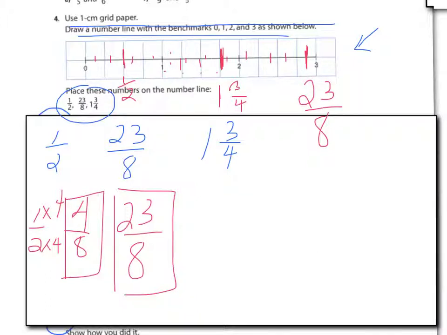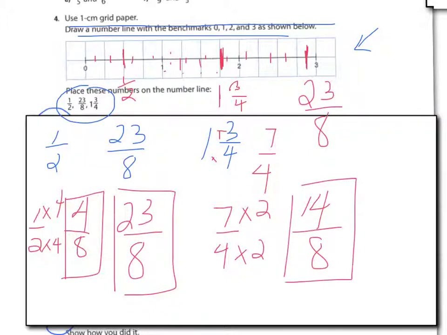1 3/4 is tricky. I have to make it into a mixed number, or sorry, improper fraction from a mixed number. 1 times 4 is 4, plus 3 is 7, so it would be 7/4. 7/4 into out of 8, which means I'd have to multiply by 2, top and bottom. 7 times 2 is 14, so it would be 14/8. So smallest to largest, 4/8, 14/8, and 23/8. Or 1/2, 7/4, and 23/8 in order.